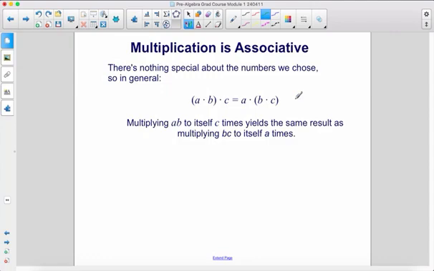There's nothing special about the numbers we chose, so in general, this is true. Multiplying AB to itself C times yields the same result as multiplying BC to itself A times.